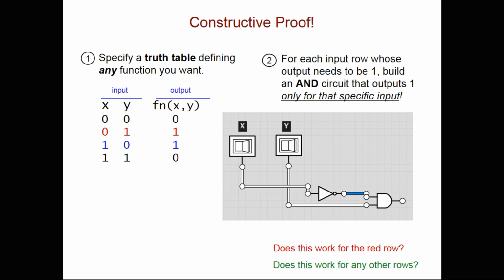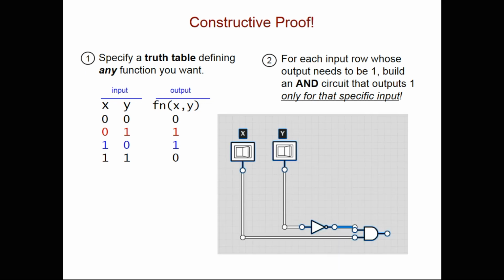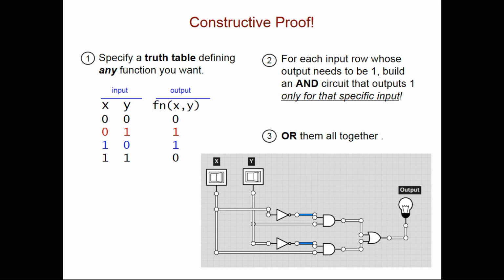For this example, for the red row, we can build an AND gate by feeding negate of x and y to it. And also for the blue row, because x is 1 and y is 0, we can feed x and negate of y to the AND gate. At the end, by feeding the output of these two ANDs into an OR operator, we can produce the output.